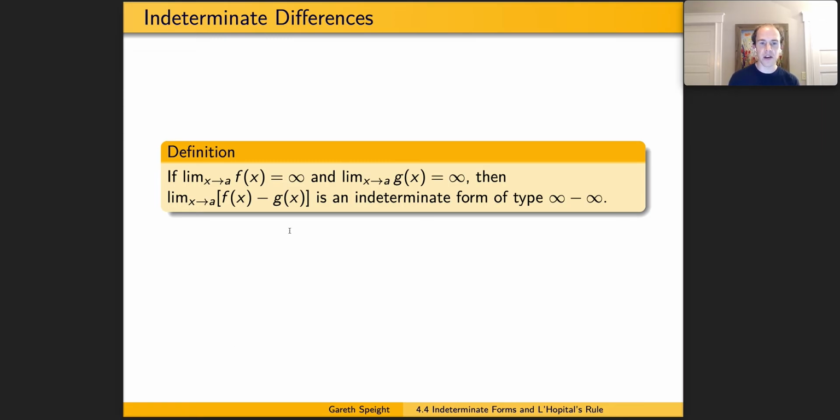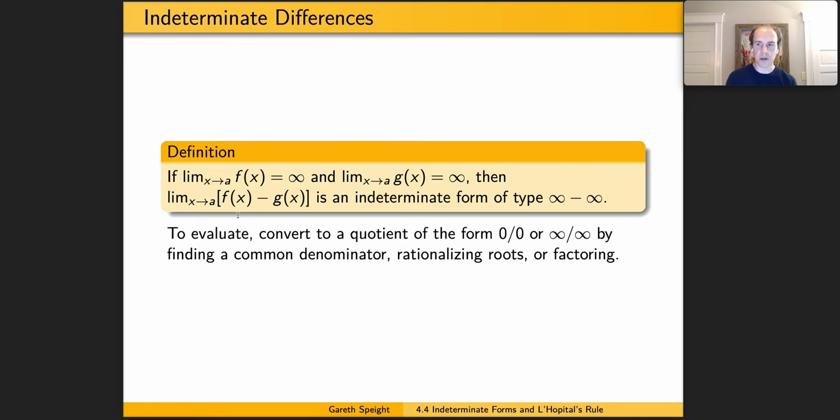So suppose that we have two things going to infinity, and we want to work out the limit of the difference. So the limit of f minus g, where f and g both go to infinity. This one depends on what exactly the thing we have looks like, but basically the strategy is to try to factor something or find a common denominator, or maybe rationalize to write it as a quotient, which is an indeterminate form. Okay, so here is an example.